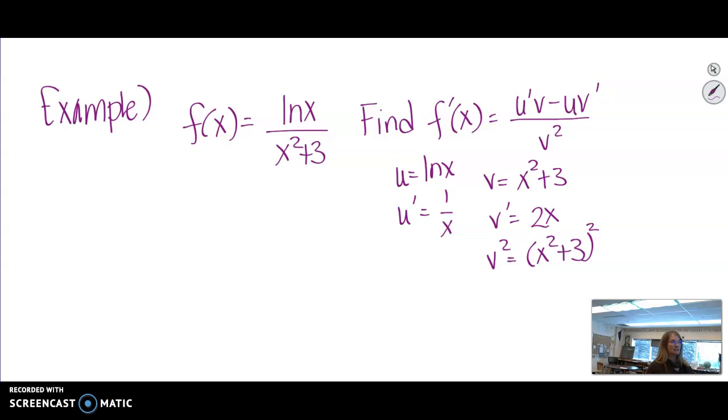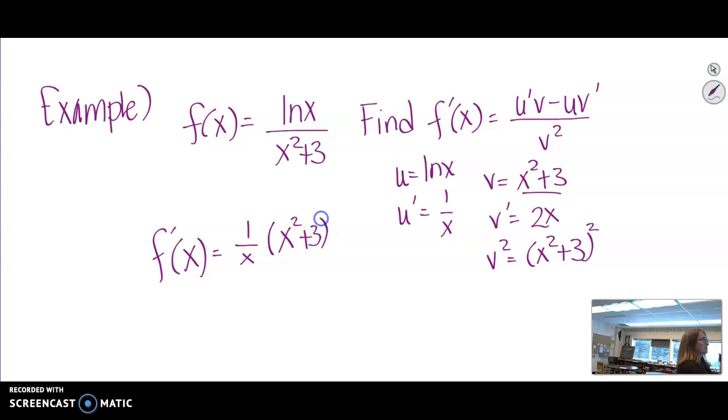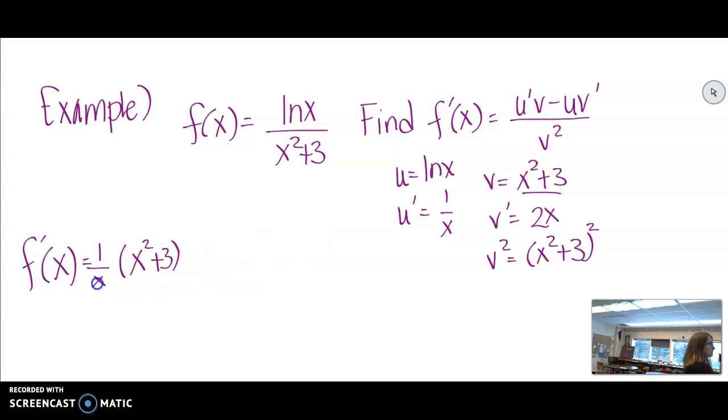Don't FOIL that. Don't multiply x squared plus 3 times x squared plus 3. Just more work for yourself. Sometimes you might need to, but oftentimes you won't want to do that. Okay, so I have u prime, which is 1 over x, times v, which is here, x squared plus 3. And then I have minus, from the formula, u, which is ln of x, and then v prime, which is 2x.